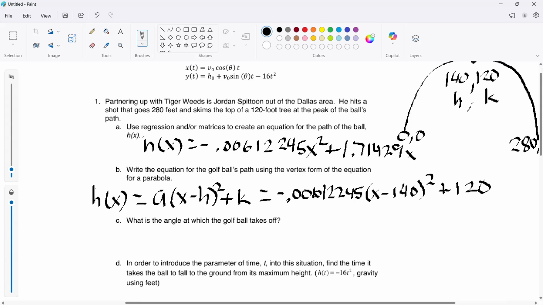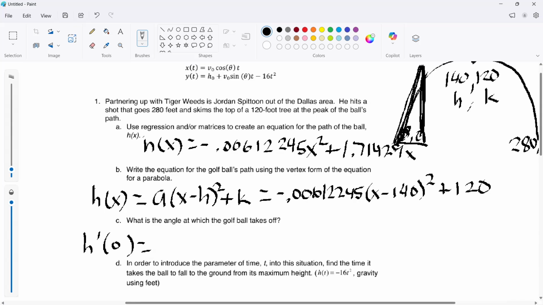What is the angle at which the golf ball takes off? Well, to get the angle of takeoff, I need to know what the slope is right at the beginning. If I can find the slope, then I'll take the arctangent of the y component over the x component, and that will give me the angle. Well, how do I find the derivative? I want h prime of 0.